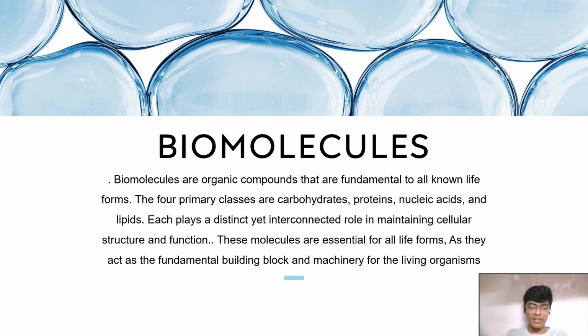So let's start. What are biomolecules? Biomolecules are organic compounds that are known for life forms. There are four different types of biomolecules: carbohydrates, proteins, nucleic acids, and lipids. They are like the four walls of our life. They play interesting roles, yet they are connected to each other, maintaining the cellular structure and functions. They are essential for our life.